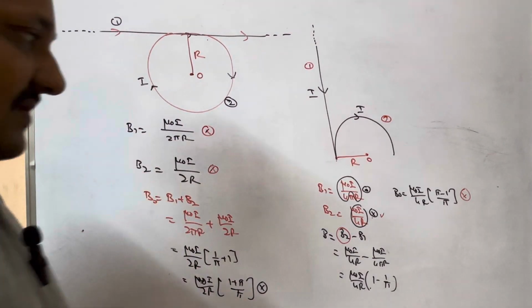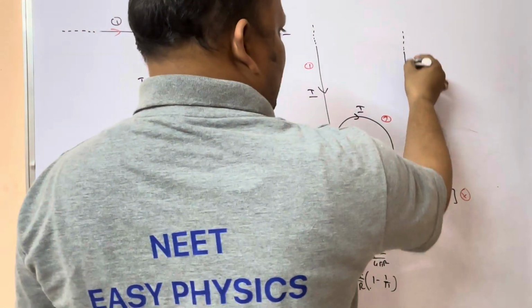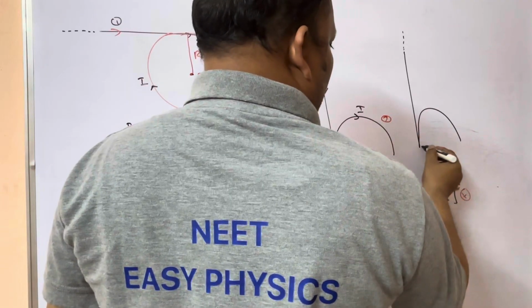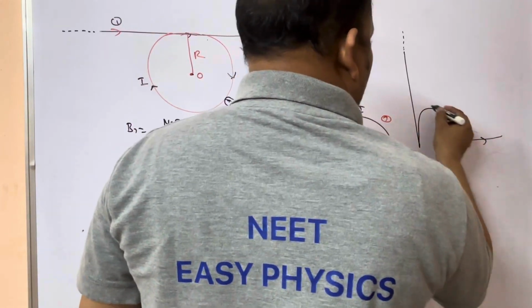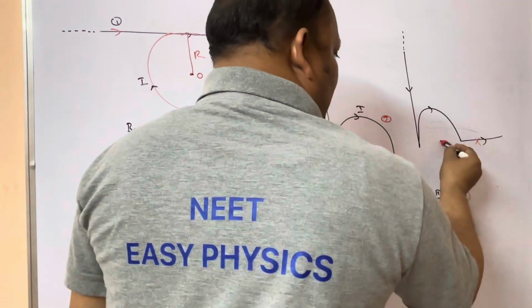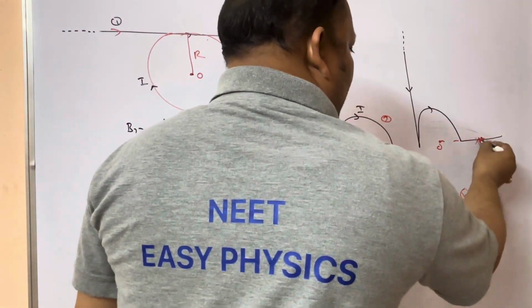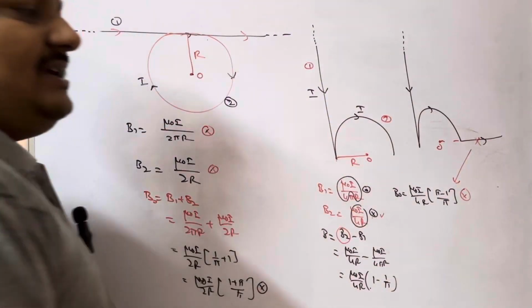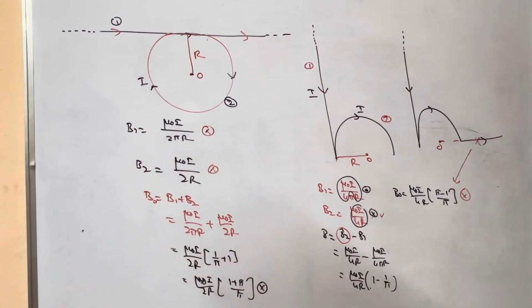Understood? For the same question, I am giving a small change. Like this also, they will give, and you will get the same answer. Why? Because of this straight wire, the field is going to be 0. Answer is going to be same.